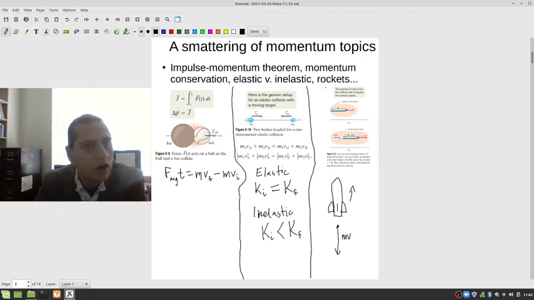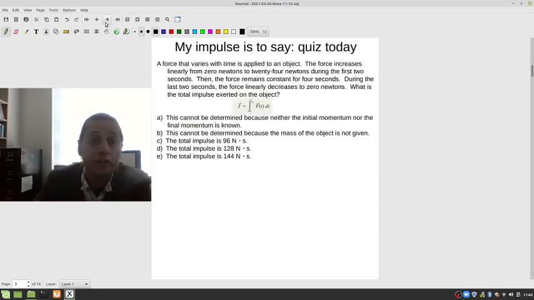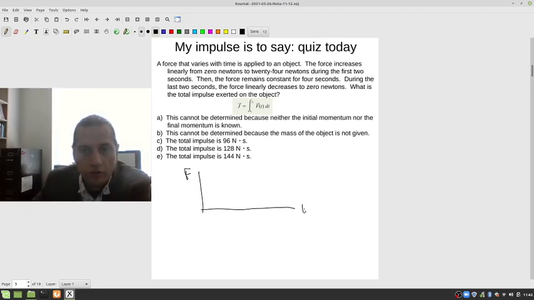Okay, so let's do, just for fun, a problem with momentum. Or rather impulse. It says we have a force that varies with time and is applied to an object. So there's force, there's time. It says the force increases linearly from 0 newtons to 24 newtons during the first 2 seconds. 24 newtons, there you go.